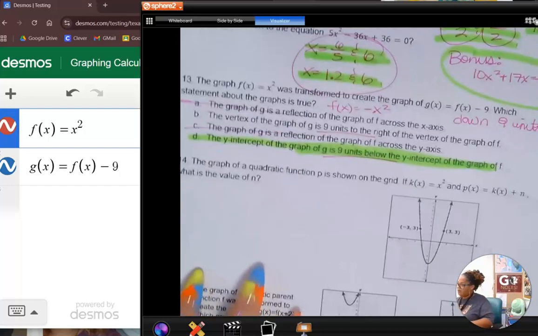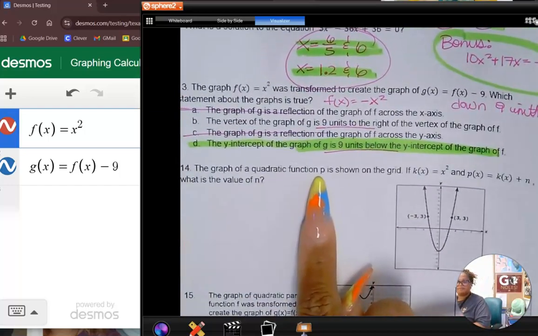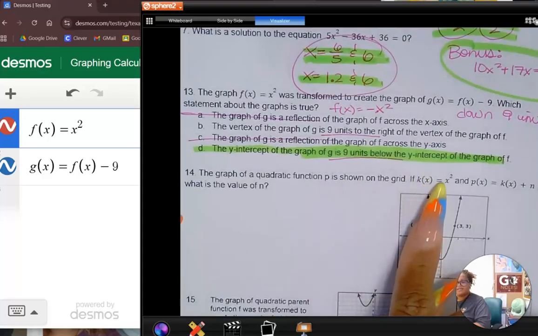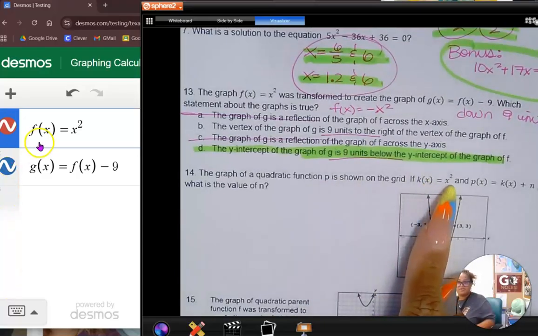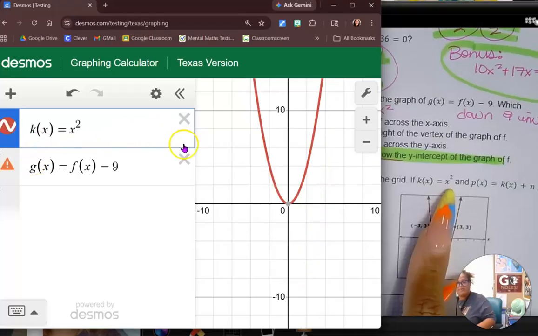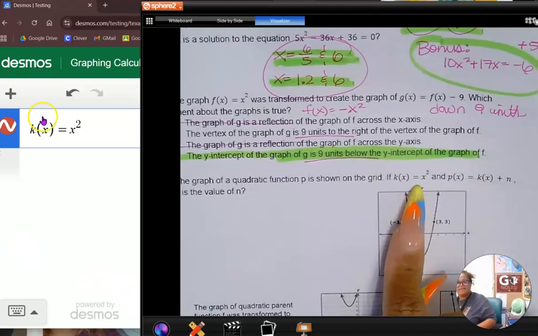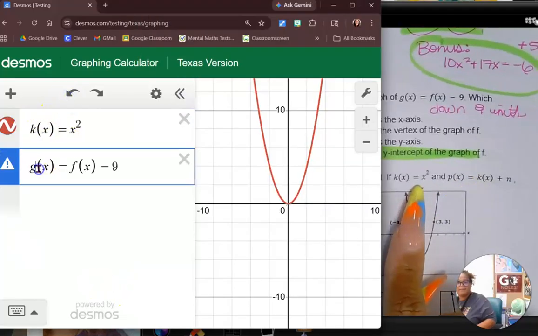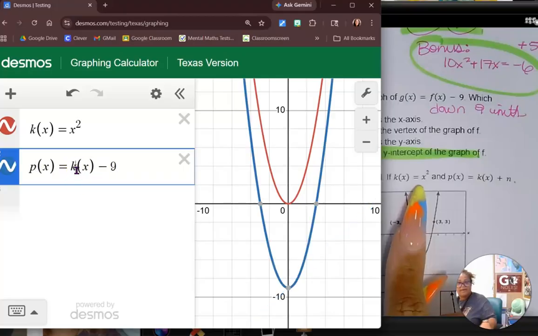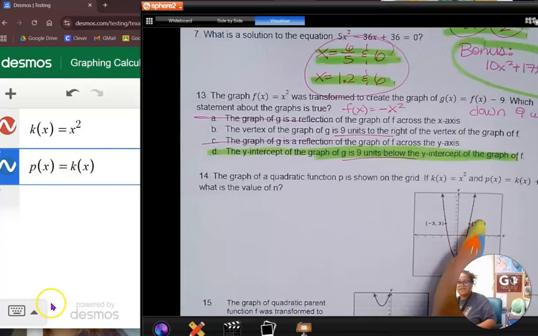Okay. Here it says the graph of a quadratic function p is shown on the grid. If k of x equals x squared, okay, well, then let me just come over here and change k. And p of x equals k of x. Oh, well, then let's bring this back. What is the value of n?